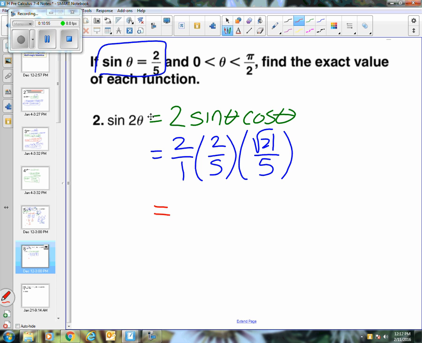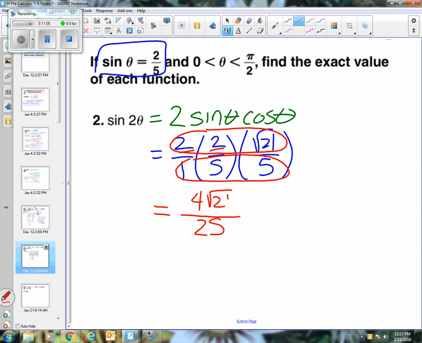This one, even better. We multiply the numerators together, we multiply the denominators together. We don't need common denominator, it's just product. So 25 on the bottom. In the numerator, think of those 2's like your coefficient, 2 times 2. The radical is kind of like a variable, times the square root of 21.